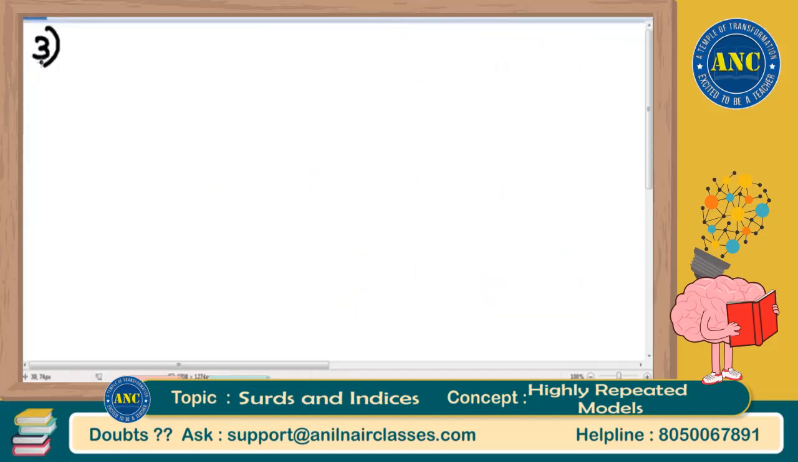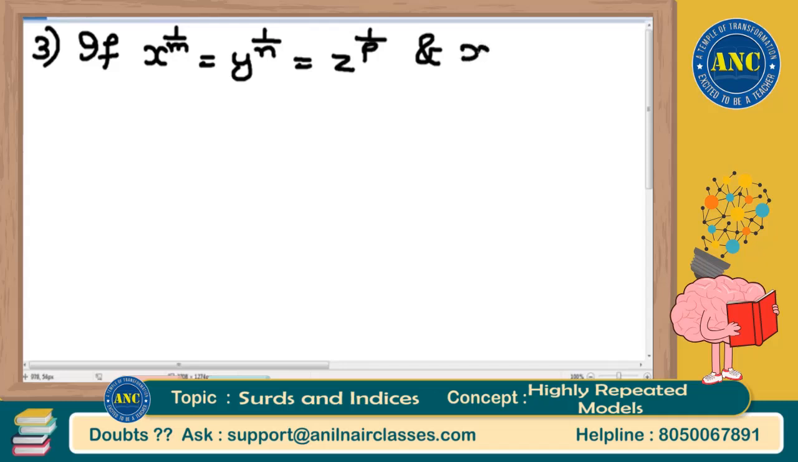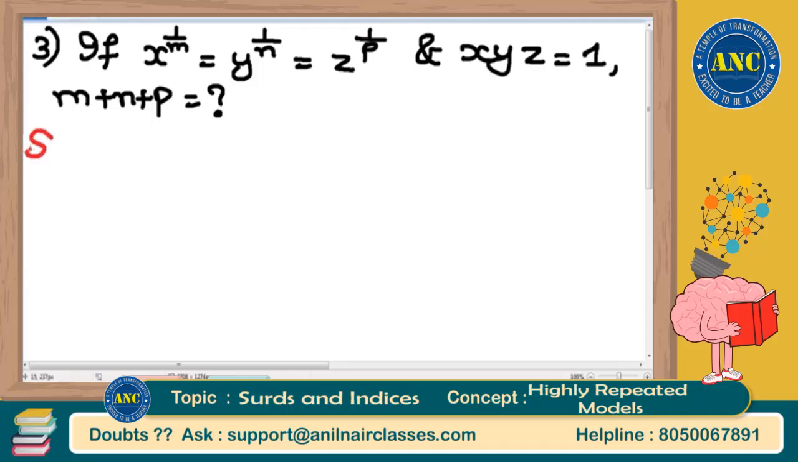Hello sir. Next question. Question number 3. We are solving a variety of questions which involve powers or indices. If x power 1 by m is equal to y power 1 by n is equal to z power 1 by p, and xyz is equal to 1, your question is, find the value of m plus n plus p. Again a similar kind of model, same logic I will implement.